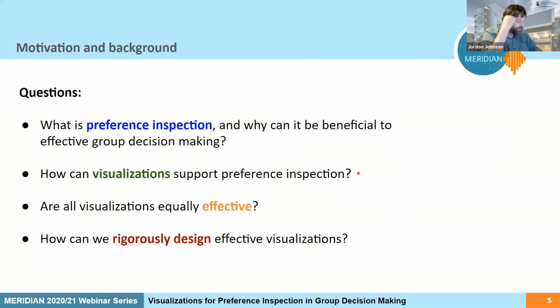So the questions we want to ask in order to motivate our work are, first, what is preference inspection, and why can it be beneficial to effective group decision-making? Second, how can visualizations support the preference inspection process? Next, are visualizations all equally effective? And if not, how can we make sure that we are designing effective visualizations? So hopefully the motivation will answer these questions for you.